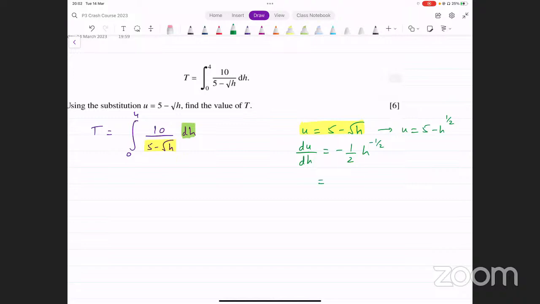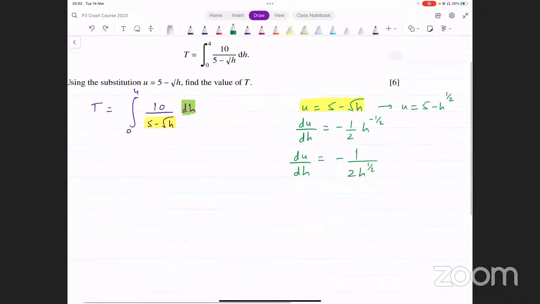Okay, we could write this as minus 1 over 2 into h raised to power 1 over 2 in the denominator. That's what du over dh is. Now we need to make dh the subject. Let's see what we get from that.